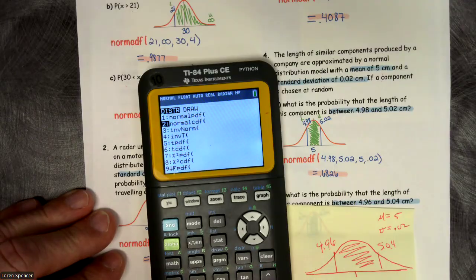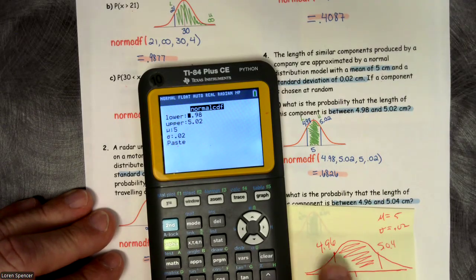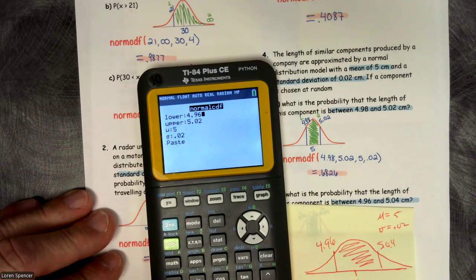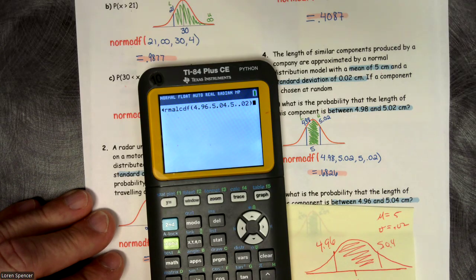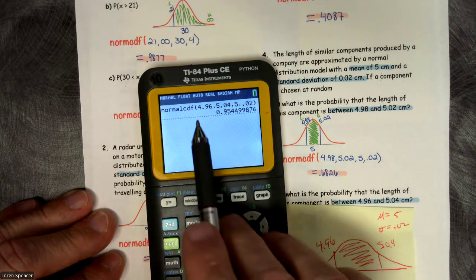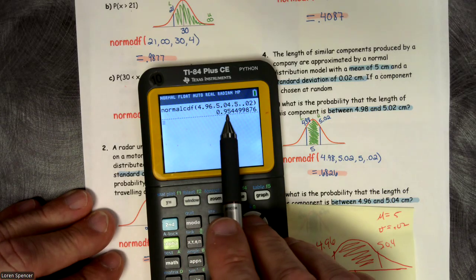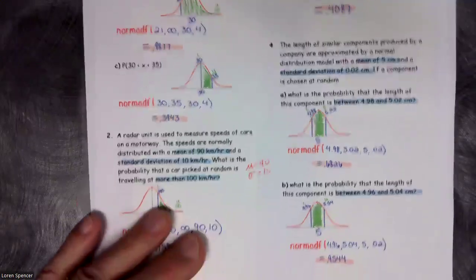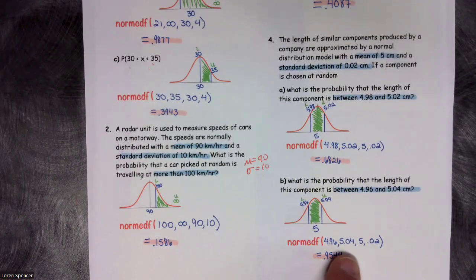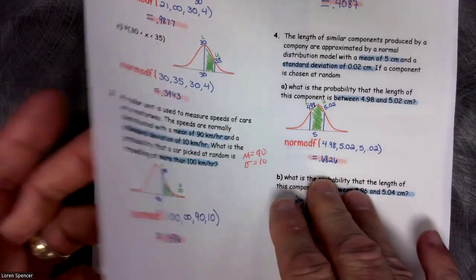Although you have to, second VARS is normal CDF, lower 4.96, got it from the picture. Upper 5.04, got it from the picture. Mean of 5, got it from the picture. And I wrote down my standard deviation. Now you have to write norm CDF and your calculator commands, but 0.9544. Boom, done. And that should be your work shown. Remember, that drawing is what makes you the new Stat Sensei.